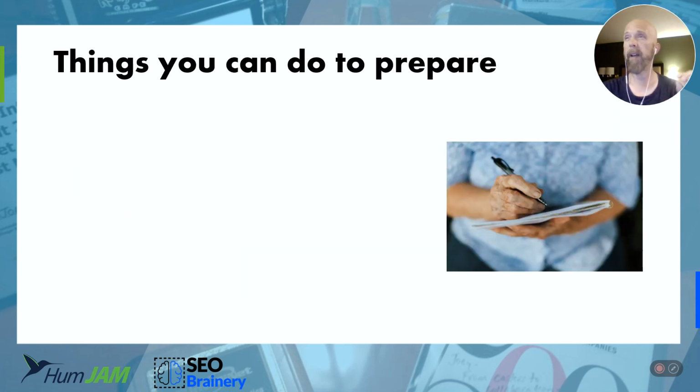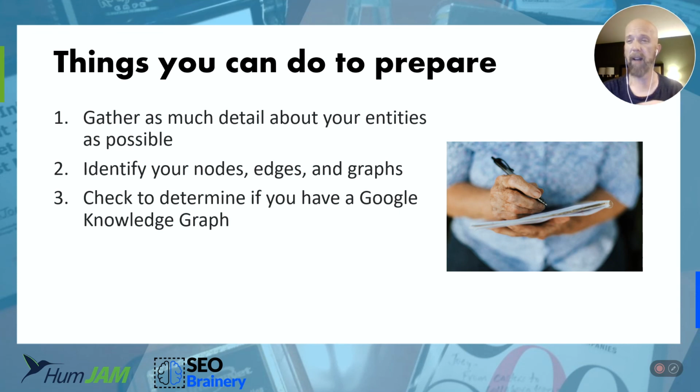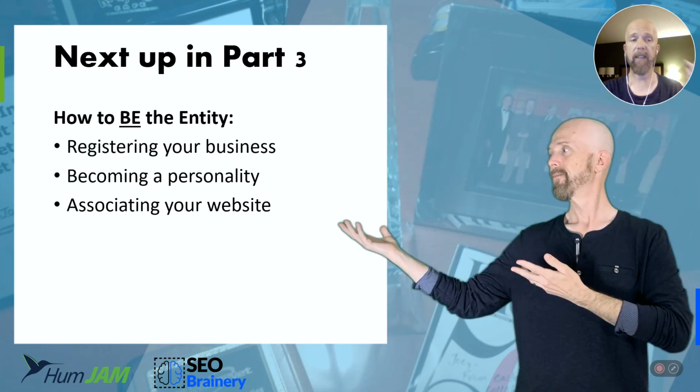So things you can do to prepare right now is to gather as much detail about your entities as possible, identify all the nodes, edges, and graphs in your universe, and check to determine if you have a Google Knowledge Graph. Just put in your entity name and see if anything pops up. And with that said, next up in part 3, how to be the entity. If you don't have a knowledge graph and you want to be a knowledge graph, we're going to talk about how to be the entity, how to get your business registered, how to create the persona, associate your website, etc. We're going to talk about that in part 3.